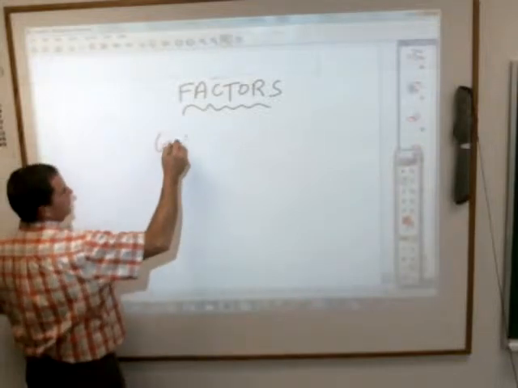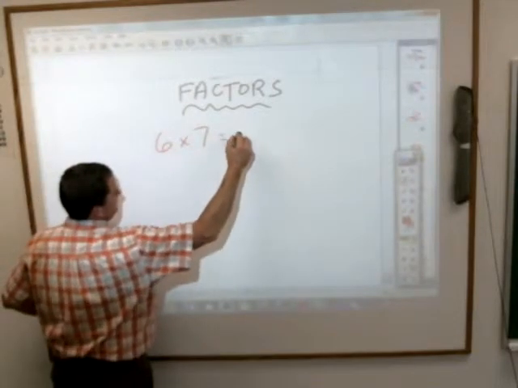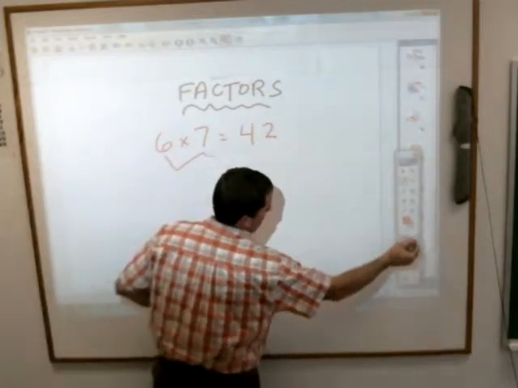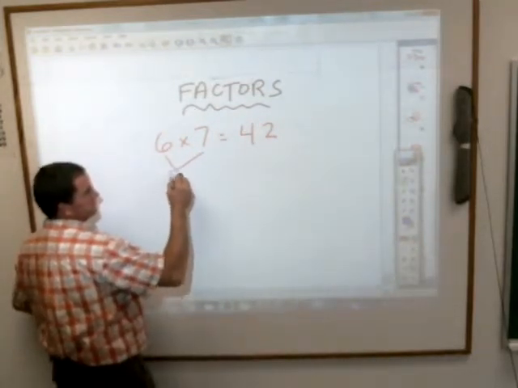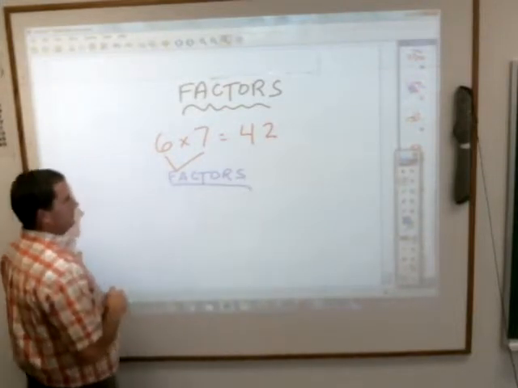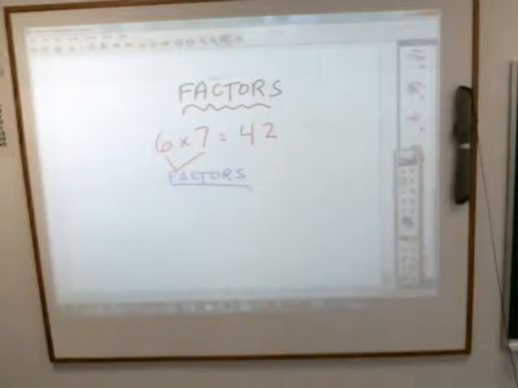A multiplication problem. The two things that get multiplied together are what we call the factors. Basically, factors are what things multiplied together will give you a number.